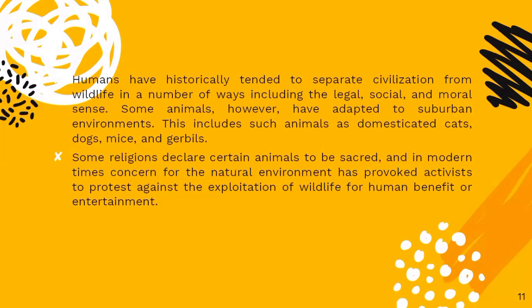So next. Humans have historically tended to separate civilization from wildlife in a number of ways, including the legal, social, and moral sense. Some animals, however, have adapted to suburban environments. These include such animals as domesticated cats, dogs, mice, and herbies, which we commonly see in our households and also in the streets. In some religions, certain animals are declared sacred. And in modern times, concern for the natural environment has provoked activists to protest against the exploitation of wildlife for human benefit or entertainment, such as in the zoo.